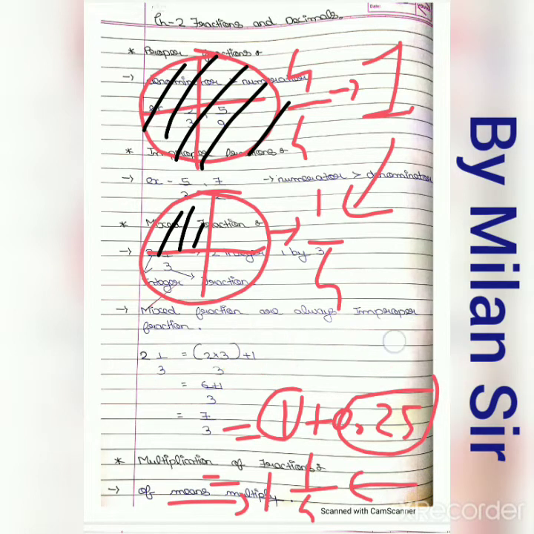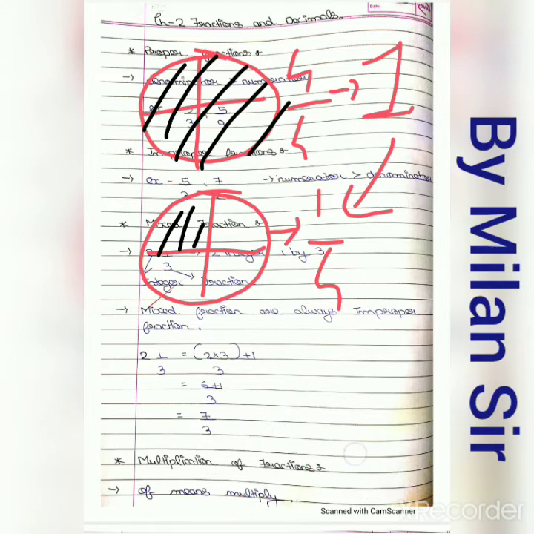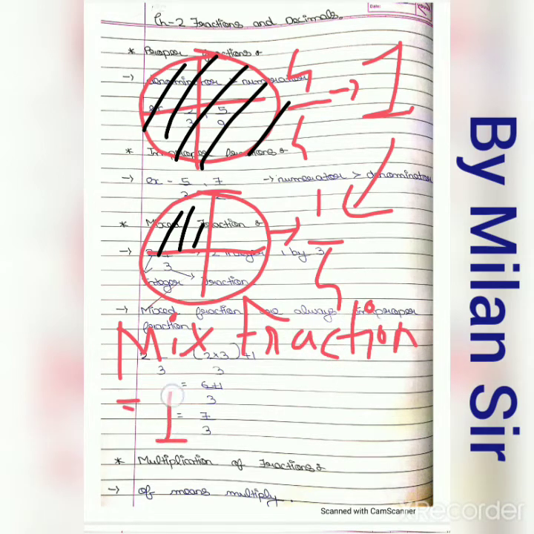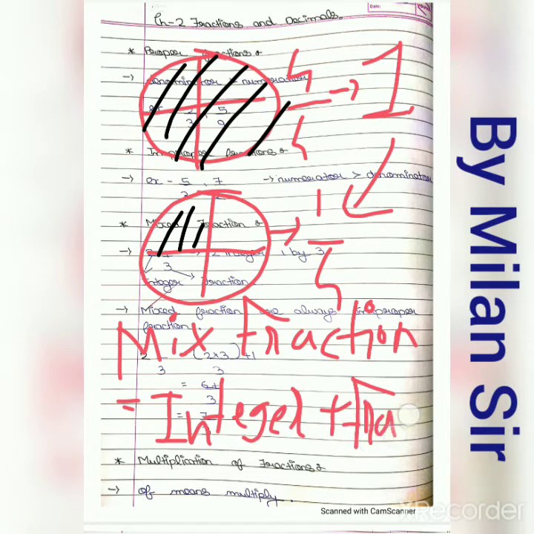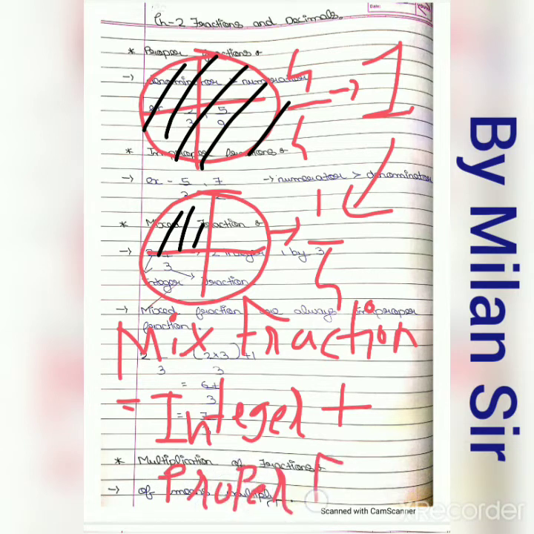That means for mixed fractions, we can write like this: mixed fraction is equal to integer plus fraction. You can also write it like this: integer plus proper fraction. So mixed fraction is a mixture of integer and proper fraction, right?